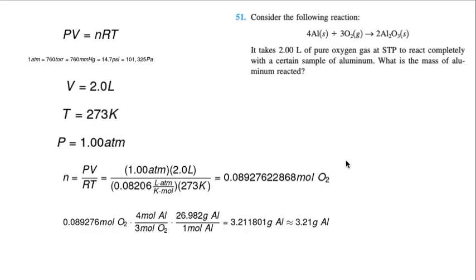And since there are 3 significant figures, this should have been 2.00, right? 2.00 right there. Since there are 3 significant figures, that's the limiting. We are going to round to 3.21 grams of aluminum.